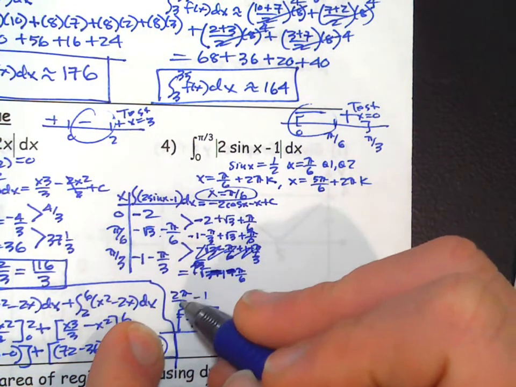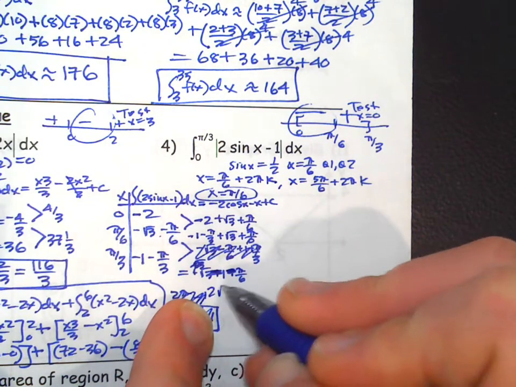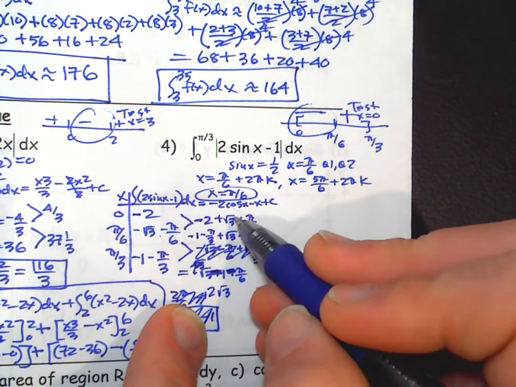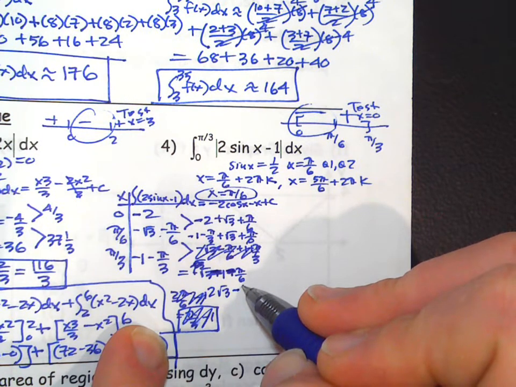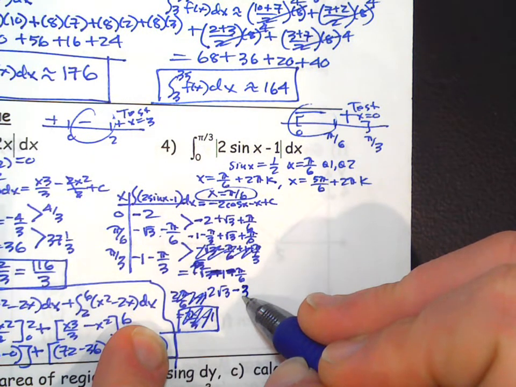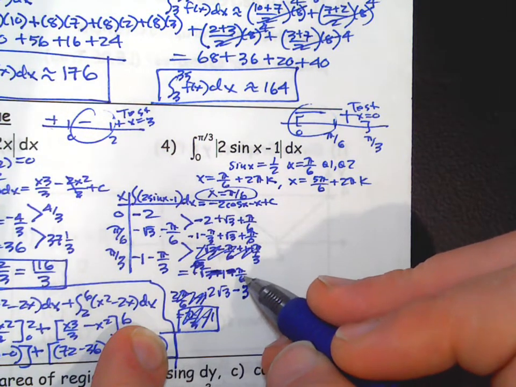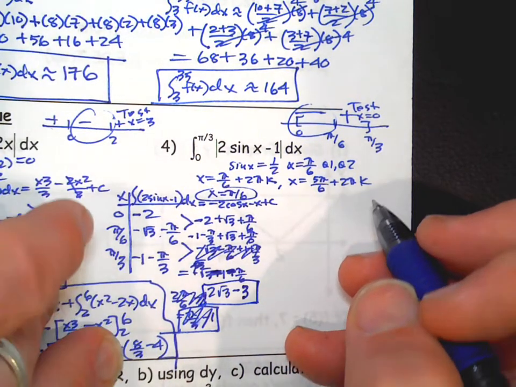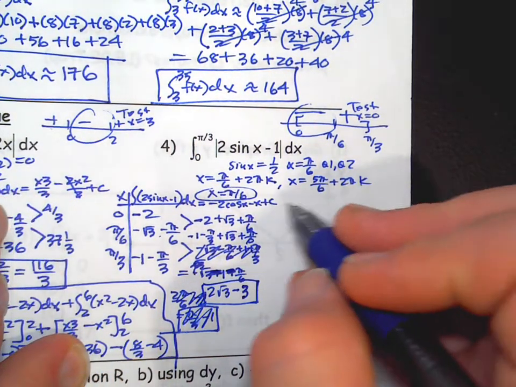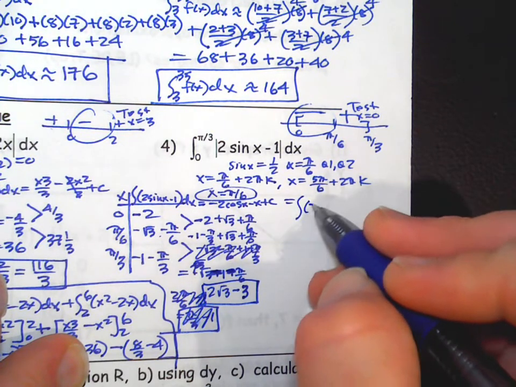So now if we combine these together, we have 2 root 3 minus 3, and then the pi over 6 and the negative pi over 6 cancel. So that should be your answer. It's easy to make little mistakes. You gotta be careful. Otherwise, you could take the approach of, okay, well, we're gonna split it up.